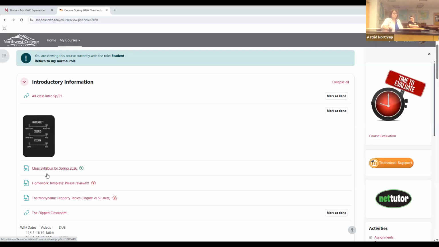So for example, we have the syllabus, which we've just gone over, homework template, which just shows you the green paper, how to write out a problem. You guys are old hands at this, so I'm not worried about you on that. The thermodynamic property tables in both sets of units is right here.